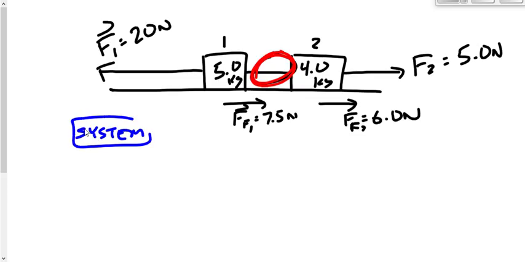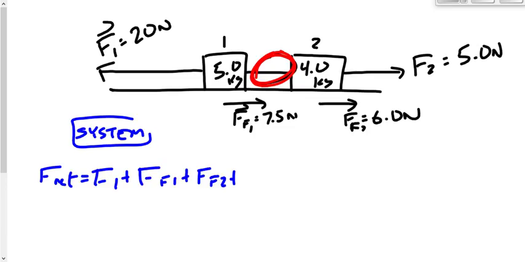system, and we're going to do that by saying FNet is equal to the sum of the forces. That's F1 plus FF1 plus FF2 plus F2. So we got 4 forces acting this time. Not a big deal. Last question we had 3. It just means a little bit of extra work, not more difficult work. The net force is M times A. What mass do I use here? The 5, the 4, or 9? We're going to use the 9 kilogram mass.